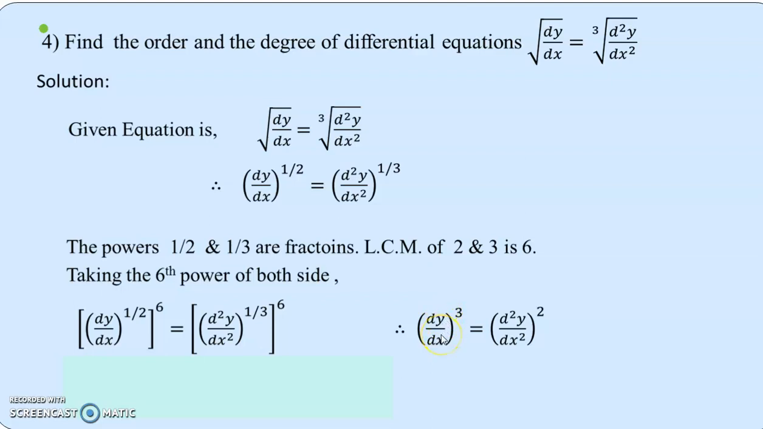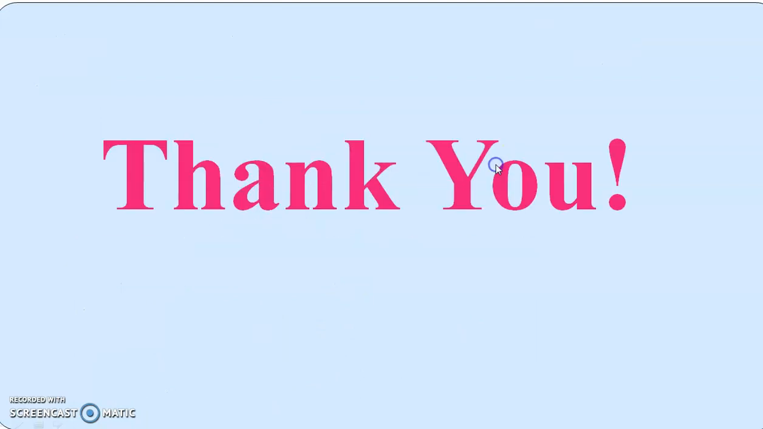dy by dx is the first order derivative and d2y by dx square is the second order derivative. So d2y by dx square is the highest order derivative, and its order is 2. Now take the power of this highest order derivative, which is 2. So its degree is equal to 2. So the order is equal to 2 and the degree is equal to 2 for the given differential equation. In this way, we discussed how to find the order and the degree of the given differential equations. Thank you.